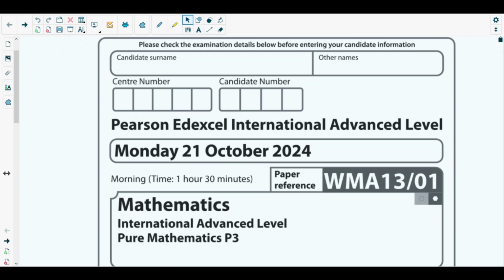So in this video we will be solving the first question from the most recent question paper for Pure Mathematics 3, which is the October 2024 paper. This will be a special playlist since we will be solving the latest paper for Pure Mathematics 3. So let's see what question number 1 is. The first question from this paper is about.